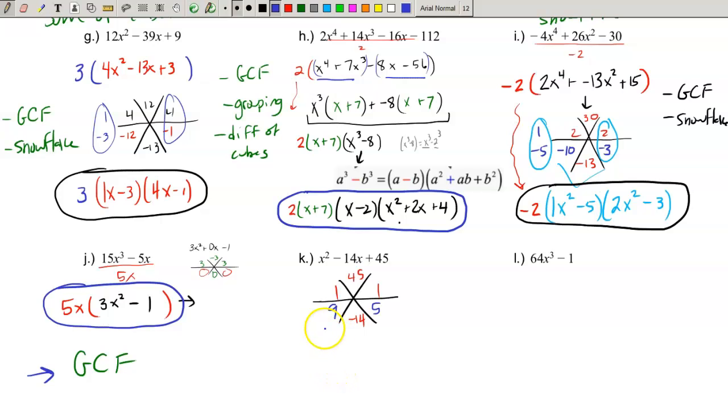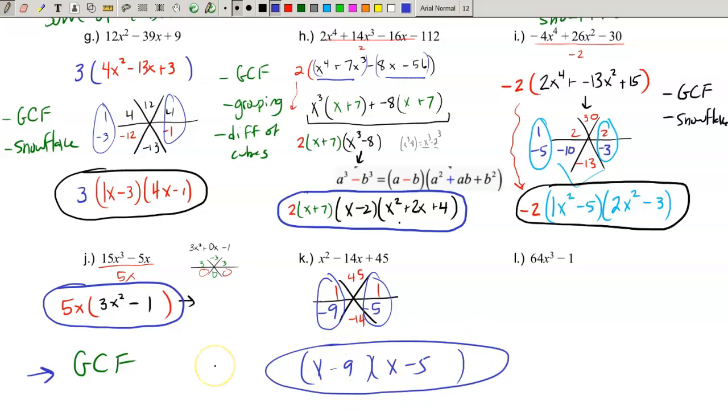However, it looks like we're going to have a problem. 9 times 5 is 45, but 9 plus 5 is 14. So we've got to make both of these negative, and then it's going to work out. Negative 9 times negative 5 still makes this true, and adding those up is negative 14. So that does work. We don't have to reduce these 2 columns, so my 2 parentheses would be 1x minus 9, or x minus 9, and then 1x minus 5, or x minus 5. So that's it.